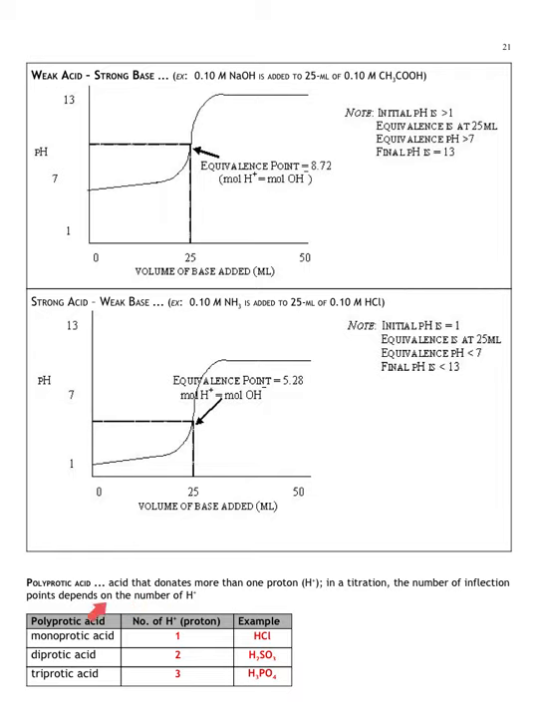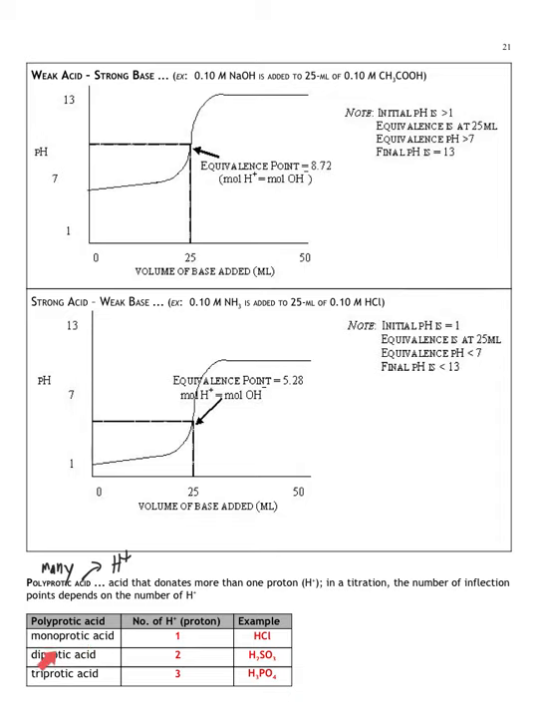Before we go into that, we should understand polyprotic acids. Poly means many. Protic means protons, so it's the hydrogen ions. Protons are your hydrogen ions. They're just a single proton floating around, no electron. So we're talking about many hydrogens. It's a polyprotic acid, an acid that donates more than one hydrogen ion. In a titration, the number of inflection points depends on that number of hydrogen ions. So we're probably going to see multiple inflection points based on however many protons that substance can donate or react.